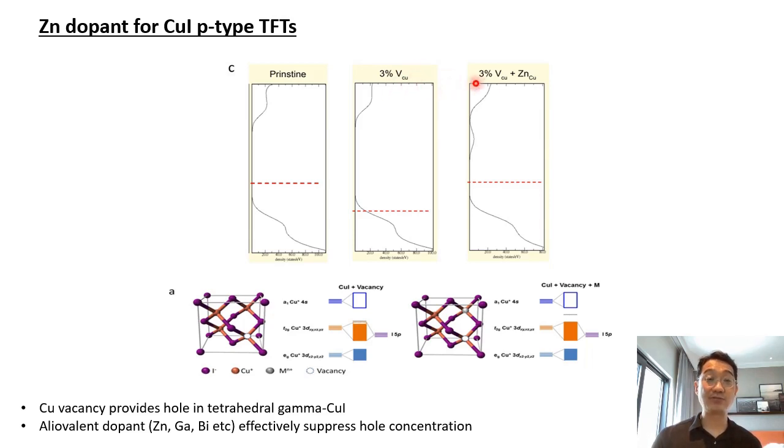But if we add zinc or some other dopant, the Fermi level returns to the original position, so we can get a very nice p-type transporting semiconductor. And then the copper zinc is successfully passivating the copper vacancy, and then works as a hole supplier.